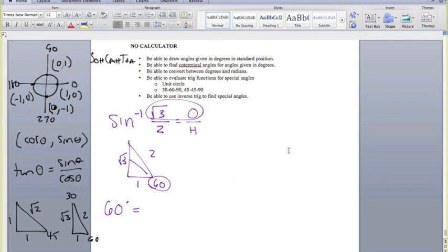Just like the homework assignment, we're going to need to give it in both radians and degrees. To convert this into radians, we want to think about pi is 180, and 180 divided by 60 is 3. Or 180 divided by 3 would then be 60.